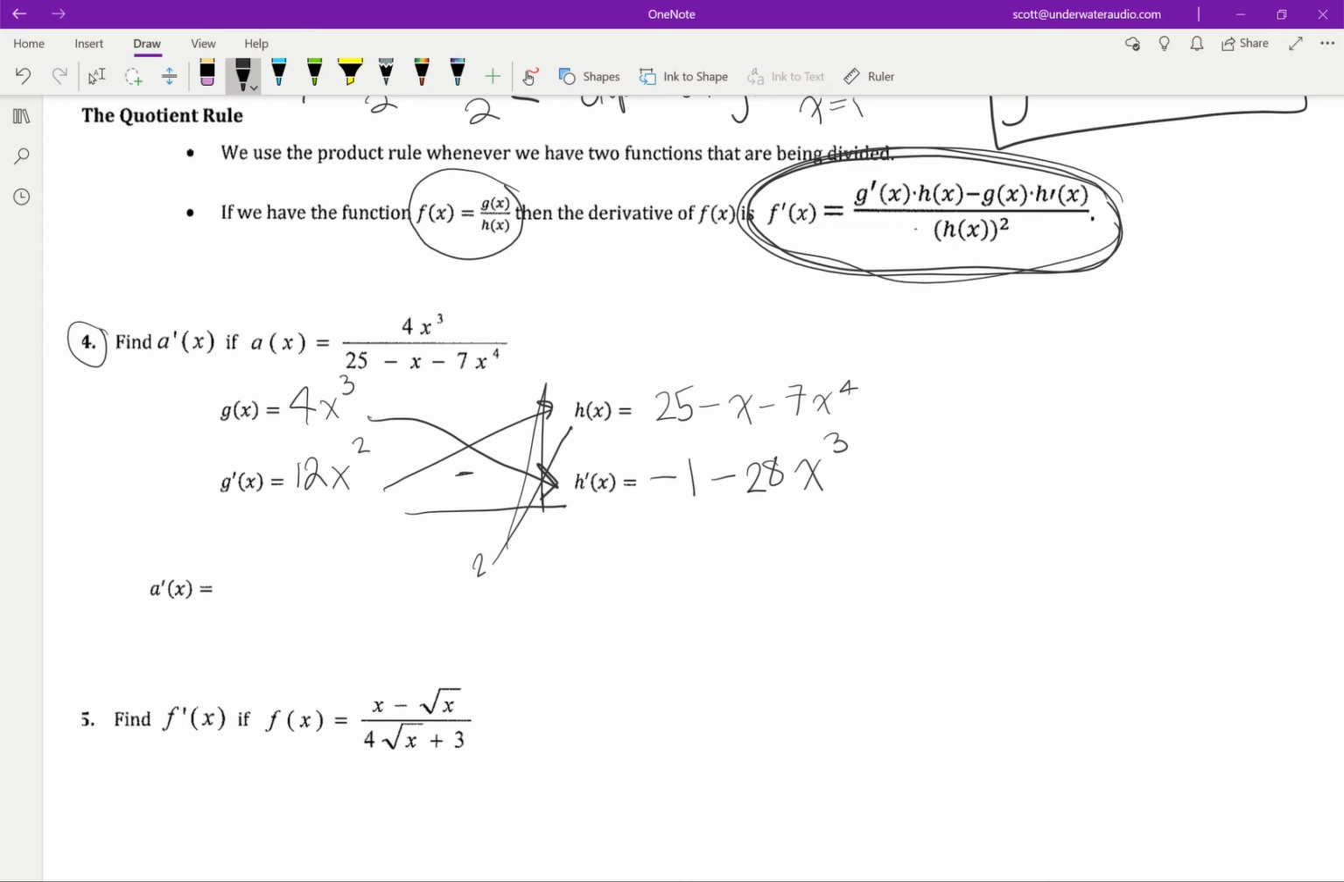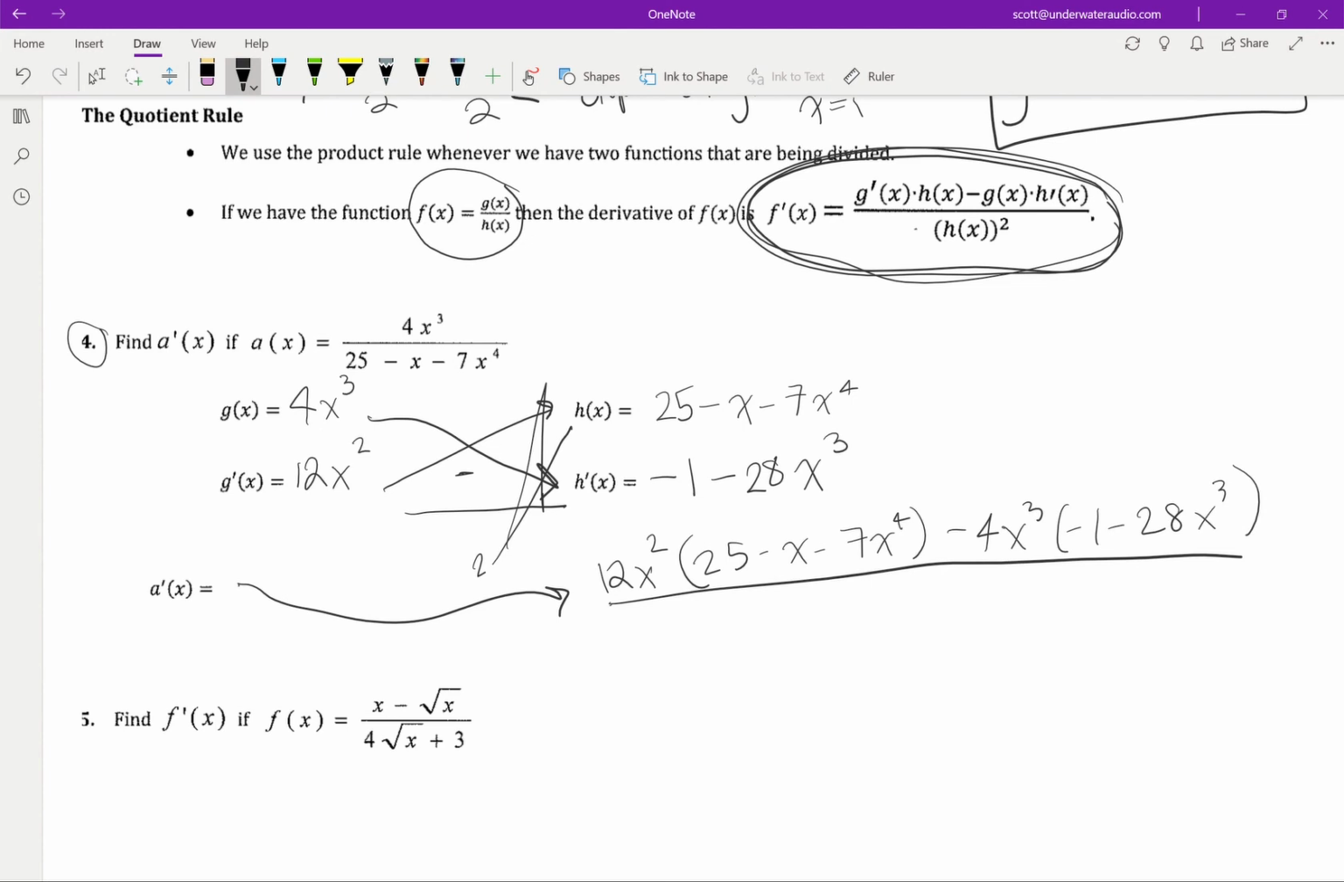Okay, so putting all of this together, my derivative is g prime of x times h of x minus g of x times h prime of x, and then all over h of x squared.